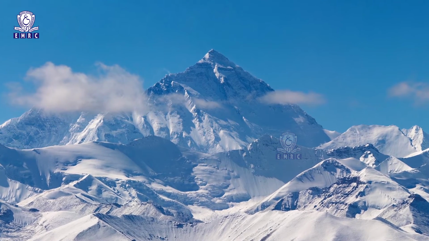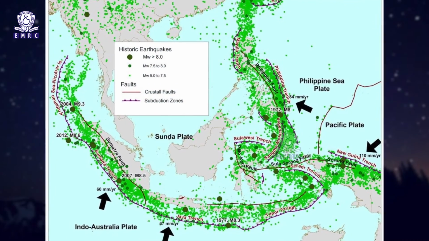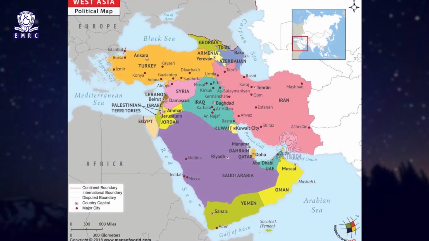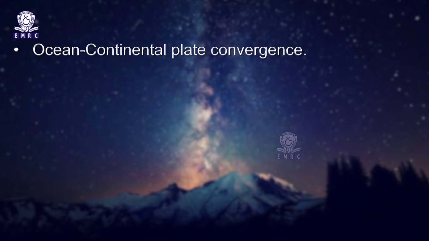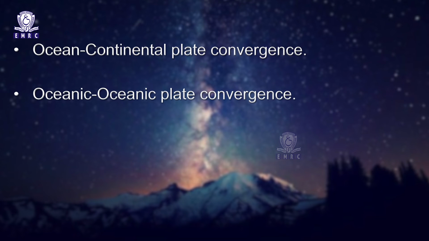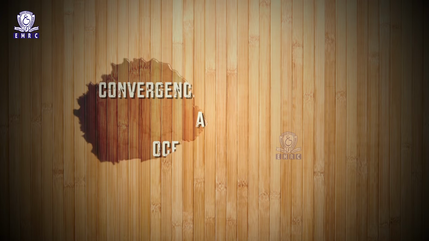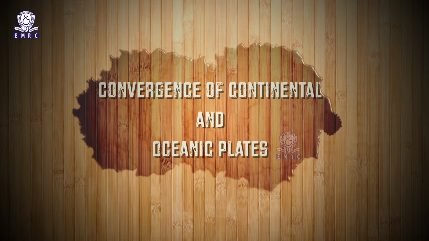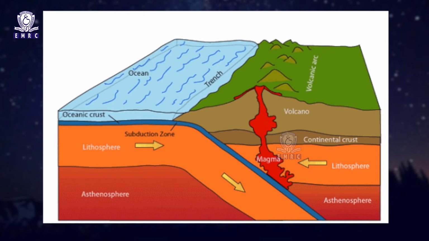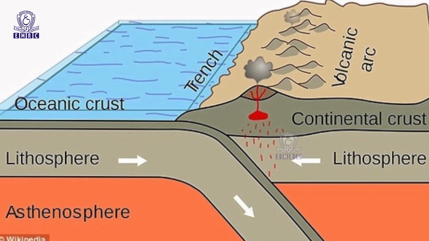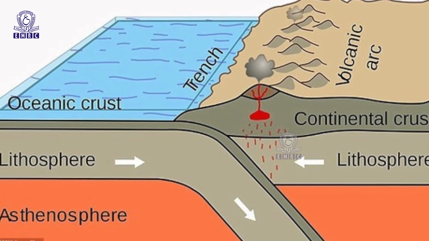The important subduction zones are Himalayas, Java Trench, along the western margins of North and South America and Africa, West Asia, Philippines coast, etc. There are three types of plate convergence: oceanic-continental plate convergence, oceanic plate convergence, and third, continental plate convergence. When one continental and another oceanic plate collide, the oceanic plate, being denser, goes below the continental plate.